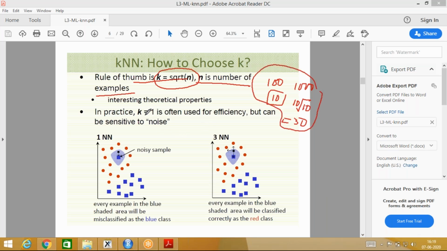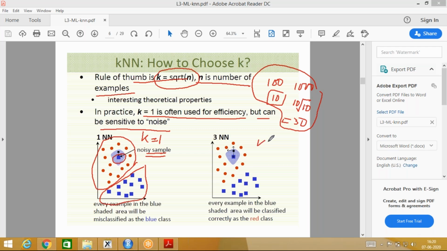For example, why do we try to do that? Because if K is equal to 1, it is often used for efficiency but can be sensitive to noise. For example, let's say predominantly reds are together and blues are together, but there is one noisy sample residing in between the reds. Now that noisy sample can create a problem when K is equal to 1.